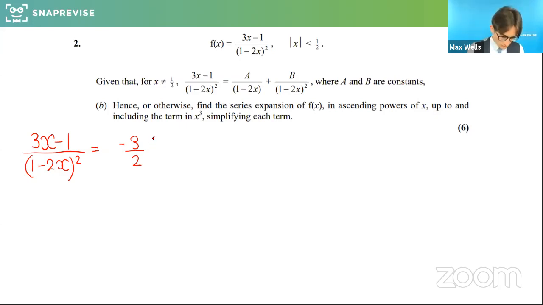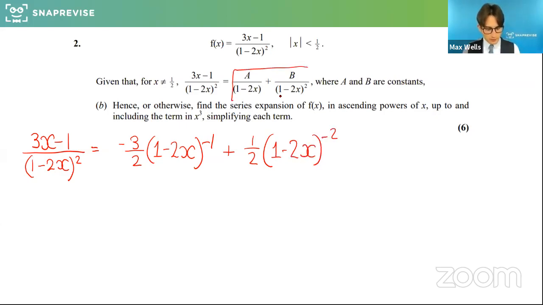And I'm just going to rewrite this as 1 minus 2x to the minus 1 plus, and this was a half of 1 minus 2x to the minus 2. Is everyone happy that I can do that? So I've used my answer to part A, but instead of just putting them as fractions again, I've put them as brackets raised to negative powers.